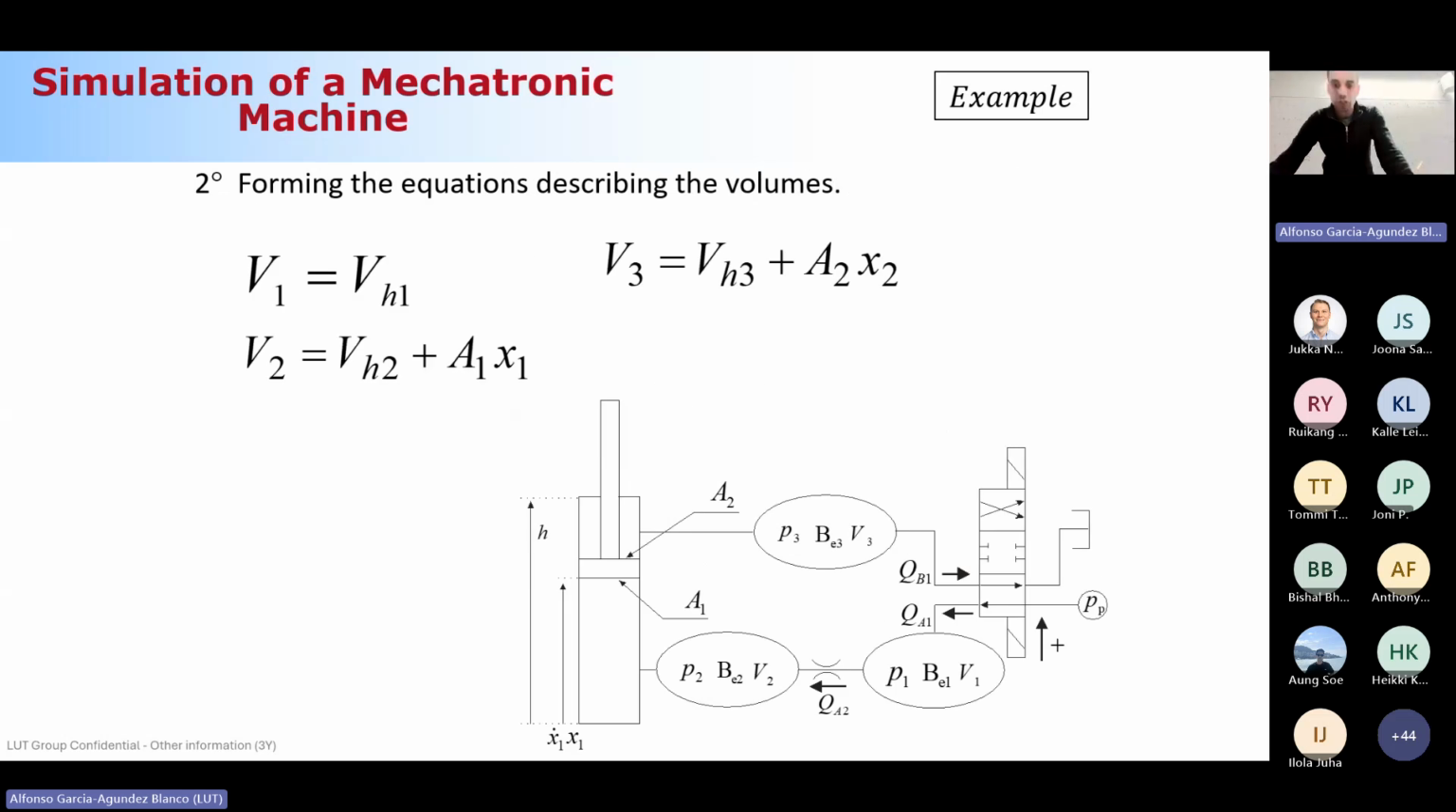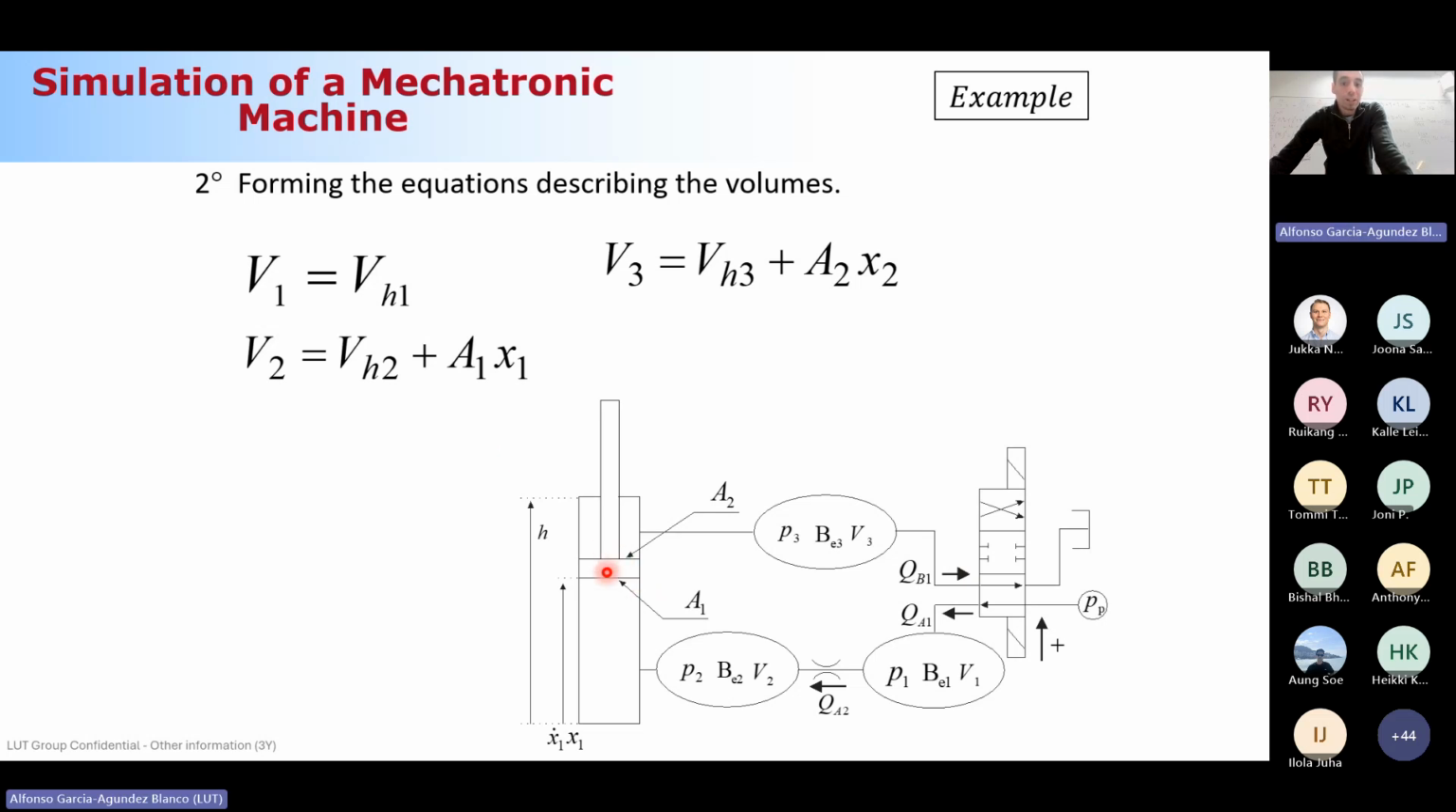So basically, as mentioned, for the first one, V1 is just the volume of the hose. That is why you see H1 here, because you just have the connecting hose line. So V1 is equal to VH1. For the second volume, V2 is the volume of the hose, which is VH2. And now I have this chamber, and the volume in this chamber varies because of the motion of the piston, right?